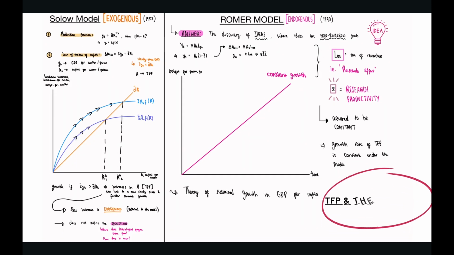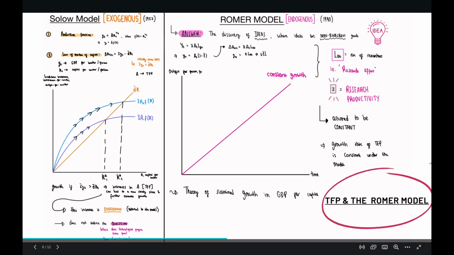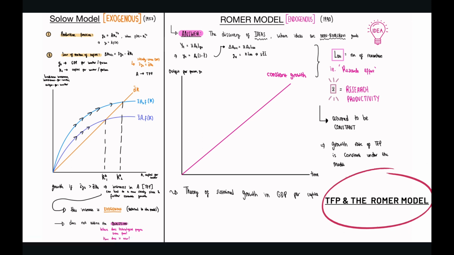Understanding TFP as innovation relates to endogenous growth models such as the Romer model. The Romer model seeks to explain where technological progress comes from, unlike exogenous growth models such as the Solow model.